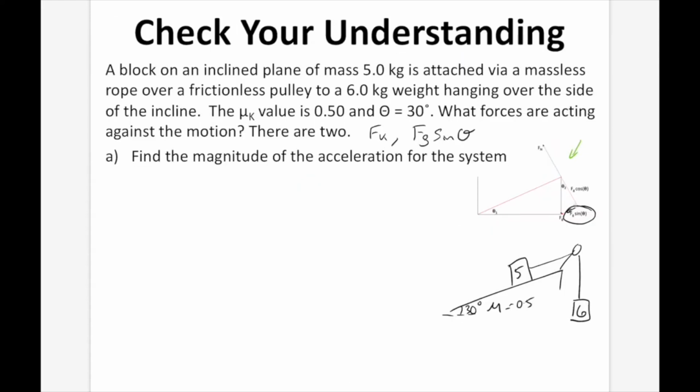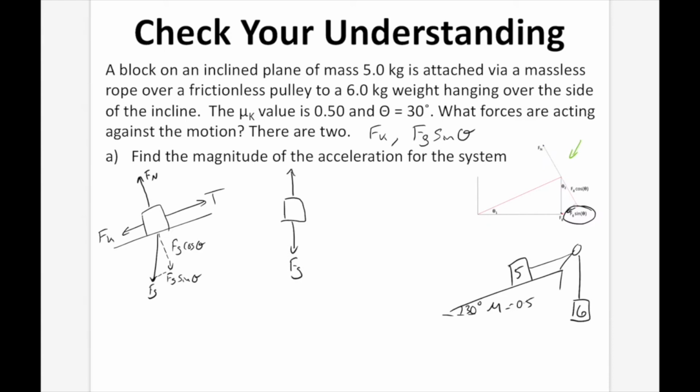Find the magnitude of the acceleration for the system. So first of all, we need to draw our free body diagrams. For our block on our incline, our free body diagram is going to look like this. We're going to have T, we're going to have Fk, we're going to have Fg, and then we're going to be able to break that Fg into two components. We're going to call this Fg cos theta and Fg sine theta. And then we're going to have Fn that way. For the other block, it's pretty basic. It's simply just going to be Fg down and T going up.